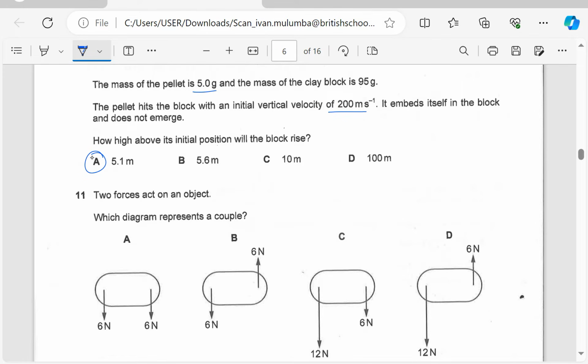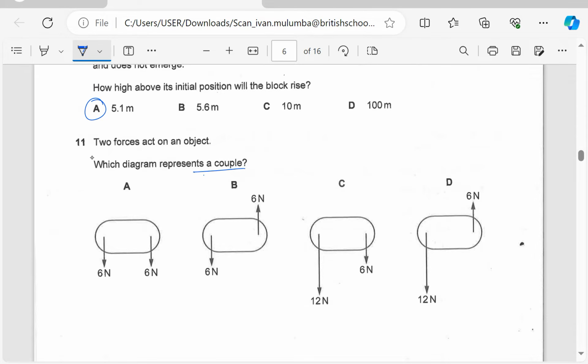Two forces act on an object, which diagram represents a couple? First of all, for a couple, the forces must be equal in magnitude, which means we eliminate C and we eliminate D. Number two, they must be acting in opposite directions, which eliminates A. Of course, number three, their lines of action should never meet. The forces will never meet.